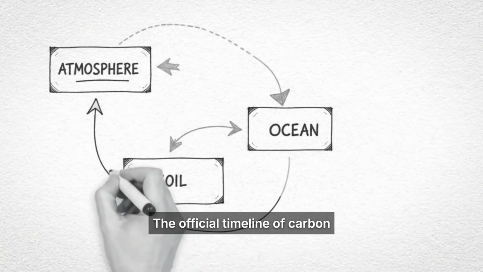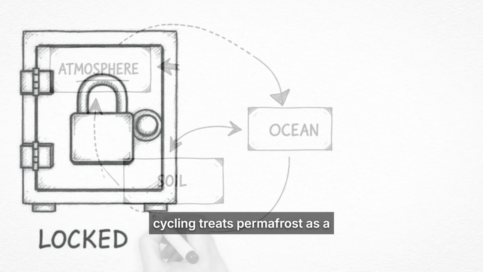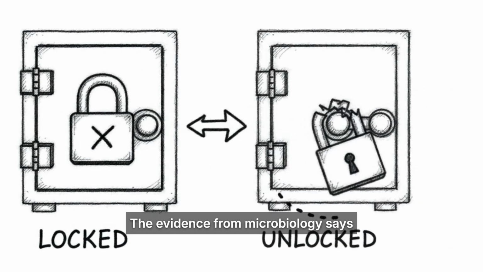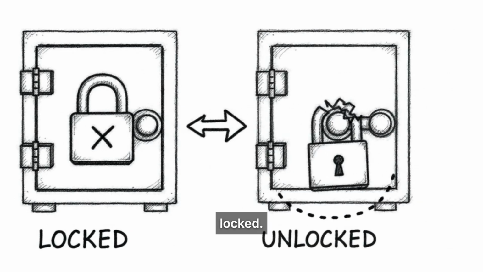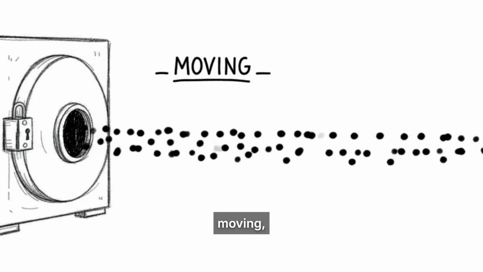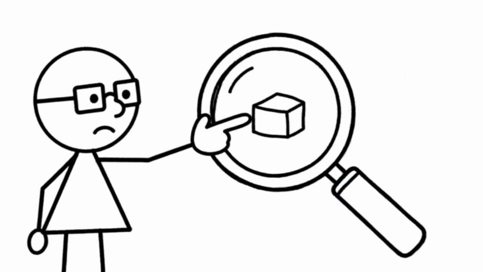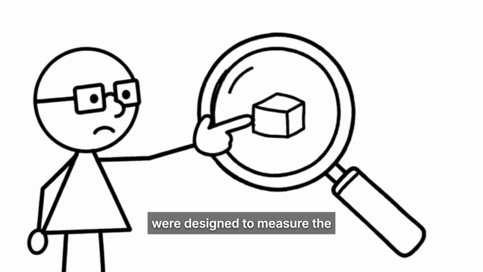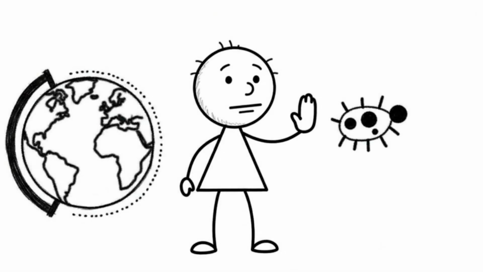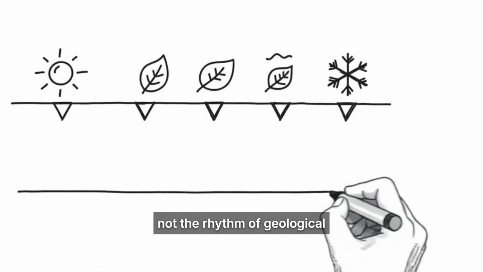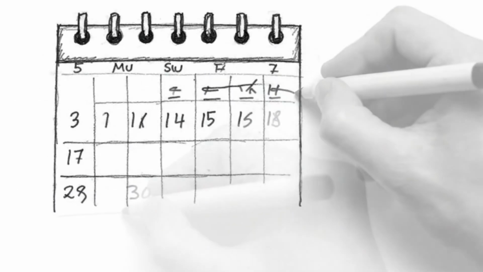The official timeline of carbon cycling treats permafrost as a locked vault. The evidence from microbiology says the vault has never been locked. The door has been open, and the contents have been moving for millions of years. The only reason the models persist is that the instruments were designed to measure the human world, not the microbial one. Calibrated to the rhythm of seasons, not the rhythm of geological ages.